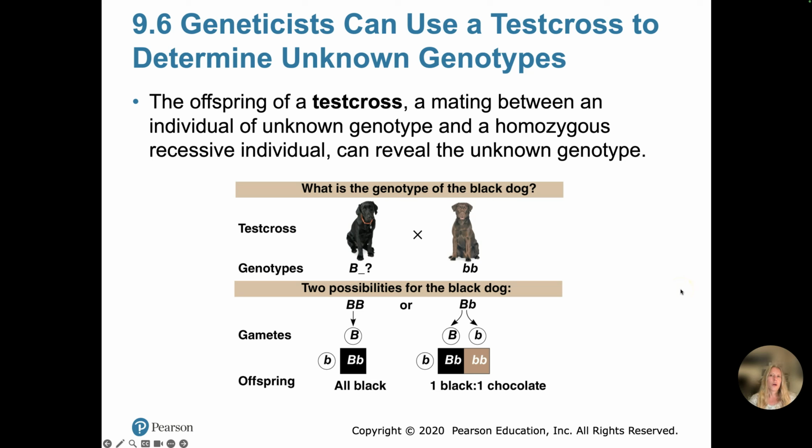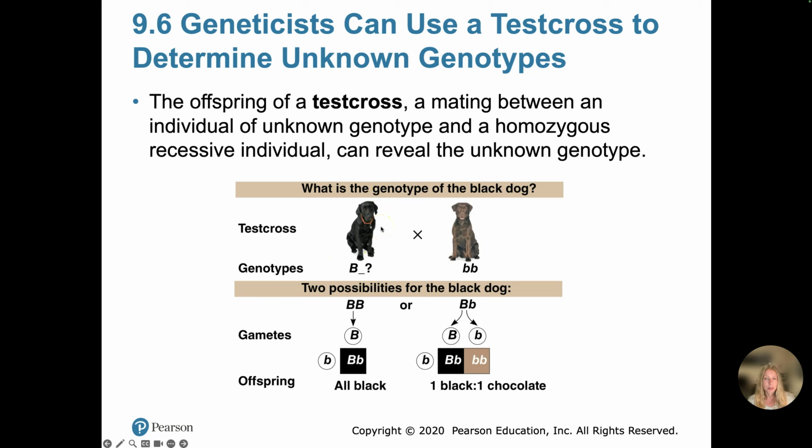We can use something called a test cross to determine unknown genotypes, and a test cross is a mating between an individual of unknown genotype and a homozygous recessive individual. The purpose of this is it can reveal the unknown genotype. So the homozygous recessive individual here is our chocolate lab coat color. We know that color is recessive. And then we have a black dog here.